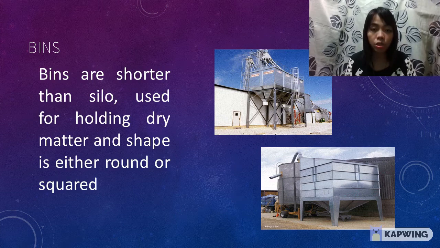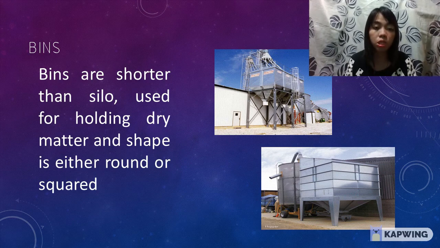For its application, bins store grain products like barley, soybeans, oats, and much more. It is used for holding dry matter and will keep your goods safe from any contamination. Farmers commonly use bins for human food, food products, animal feed, and fuel.